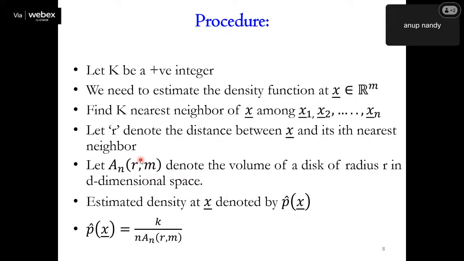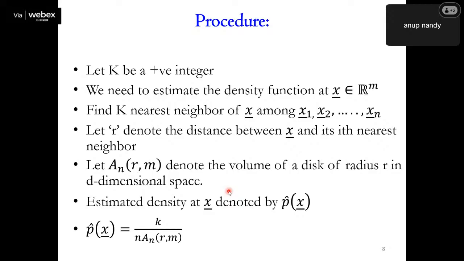Now whenever you calculate the distances, you denote this volume as the volume of a disk of radius r in d-dimensional space. From this volume you have to estimate the density at x, which, as an estimated density, is denoted by p hat of x. If the density is given from a known distribution, you can calculate it directly and no estimation is needed. But from the data points, as I already told you, you can easily estimate the density, and this is called the k nearest neighbor density estimation rule.